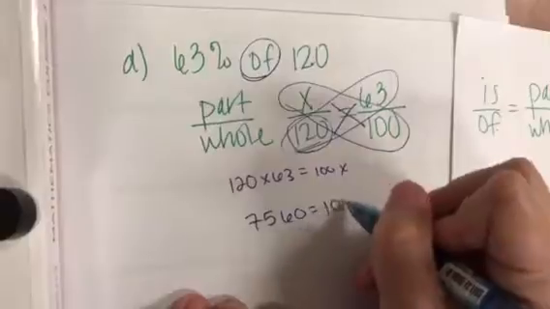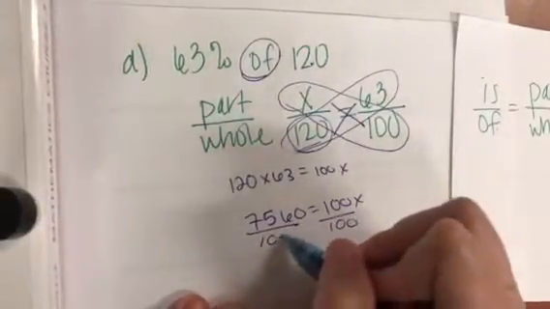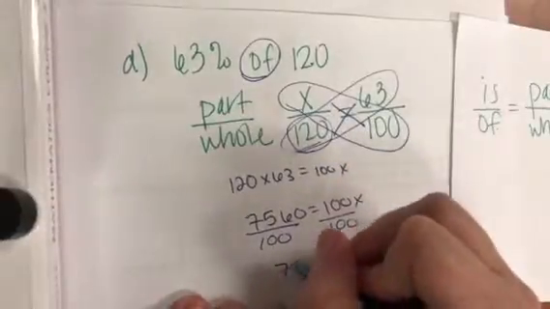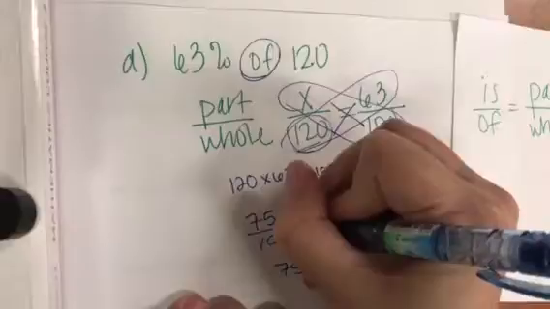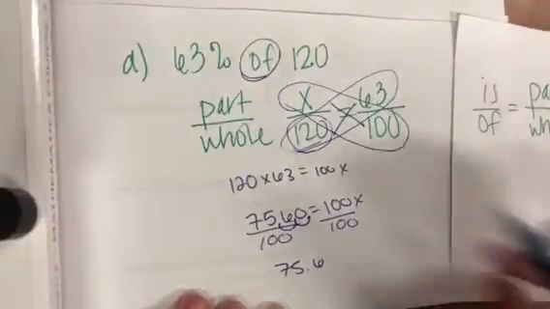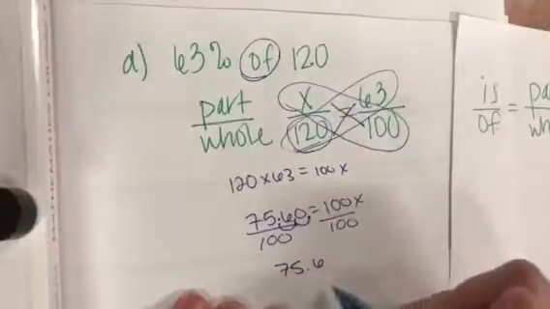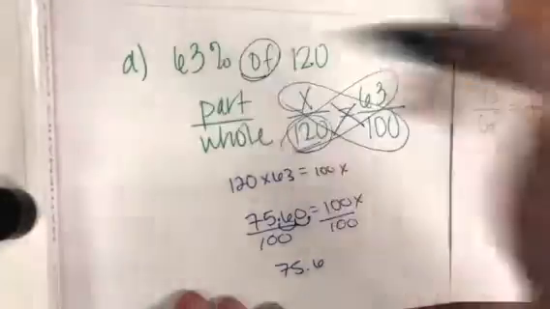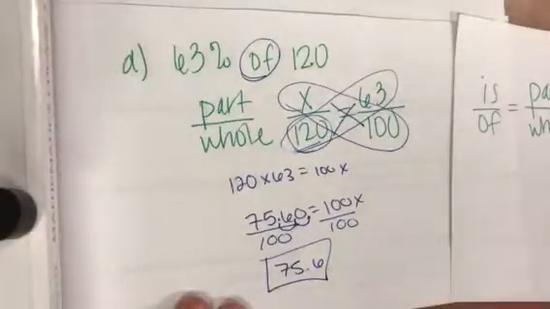7,560 equals 100x. I'm going to divide by 100. Dividing by 100 is just about the easiest thing you can do. 75.6. All I did was take that decimal and move it 1, 2 places because of the 2 zeros. Because of the 2 zeros, it takes them off, and that's where my new decimal place goes. So 75.6 is 63% of 120. Simple, right? That was so simple.